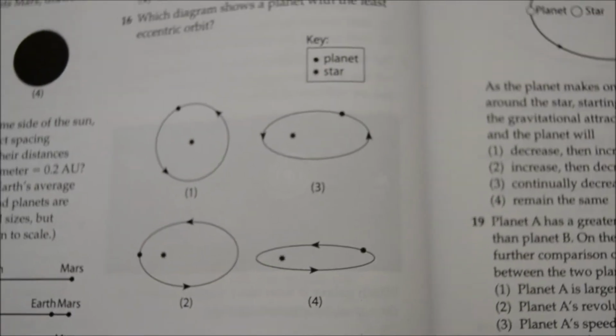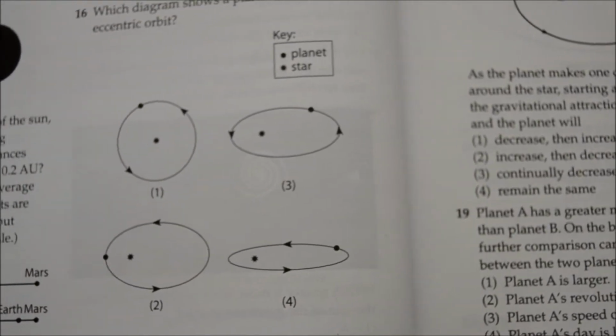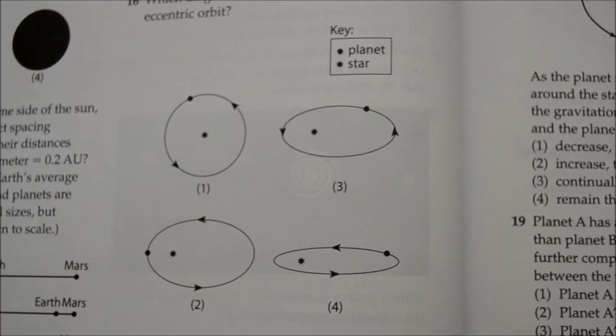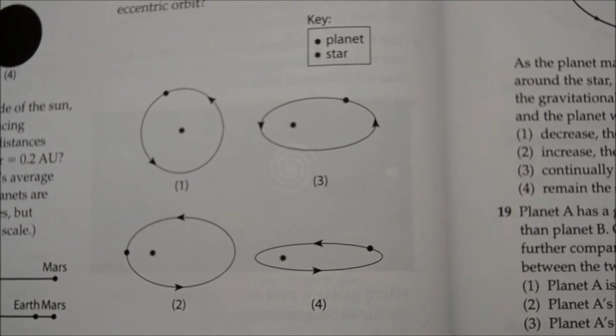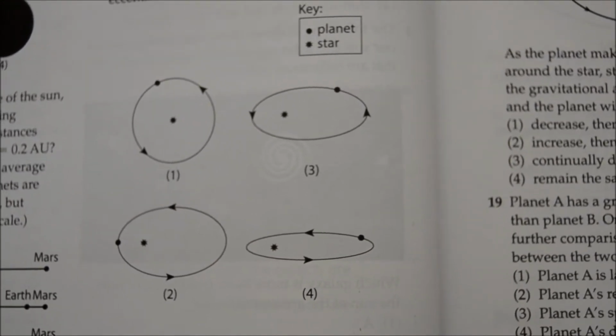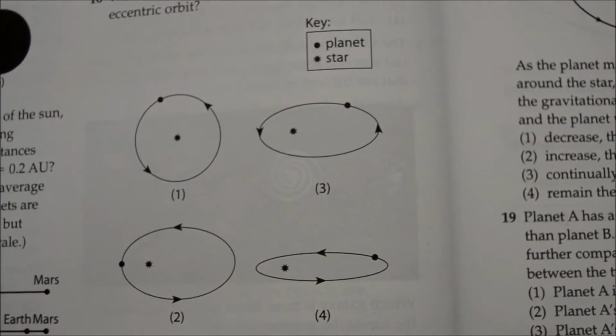Number 16. Which diagram shows a planet with the least eccentric orbit? If it's got a low eccentricity, it's closer to being a perfect circle. So that one would be choice number 1.